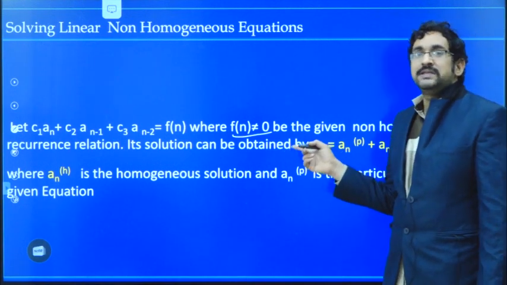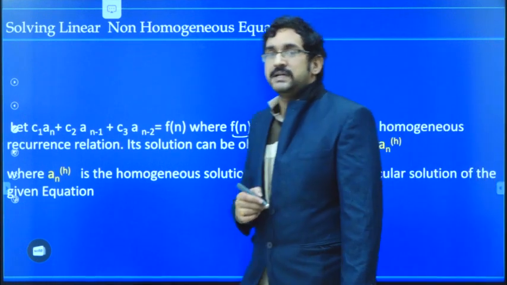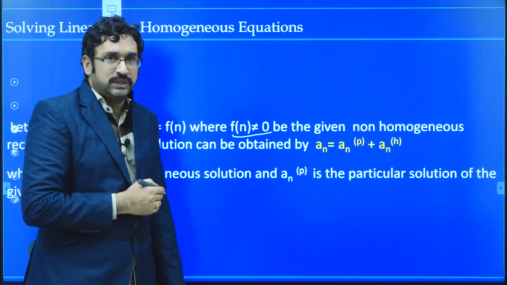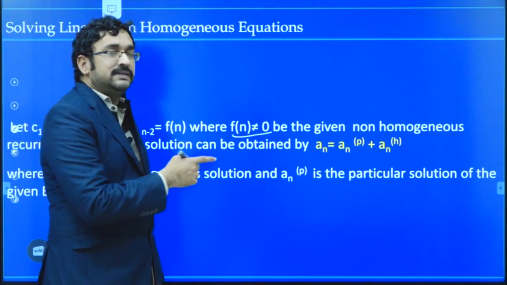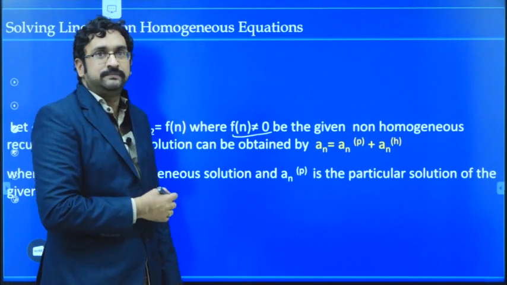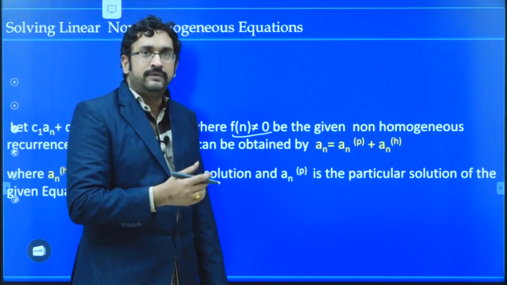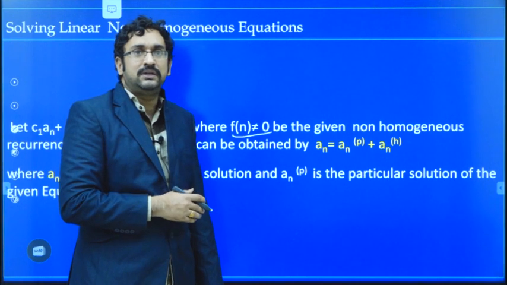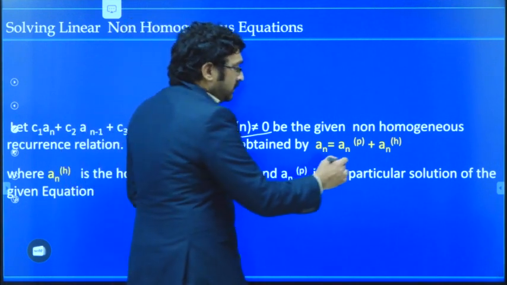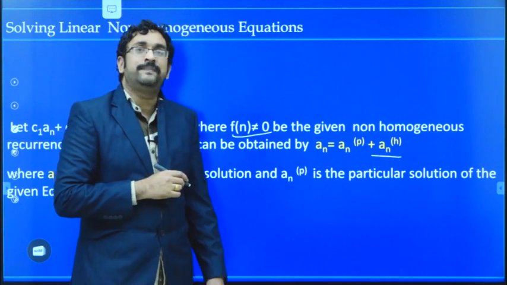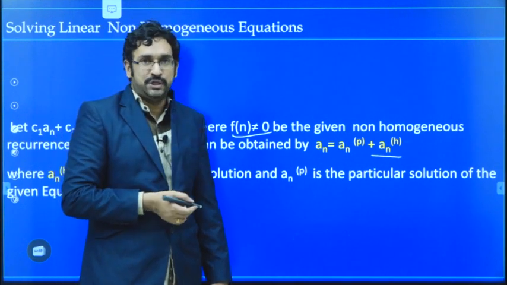What does a_n^h stand for and what does a_n^p stand for? So a_n^p is the particular solution and a_n^h is the homogeneous solution. That means by assuming the right hand side is 0, we will get some solution which is related to the homogeneous part. It is denoted by a_n^h. Then we have to compute a_n^p, that is the particular solution.